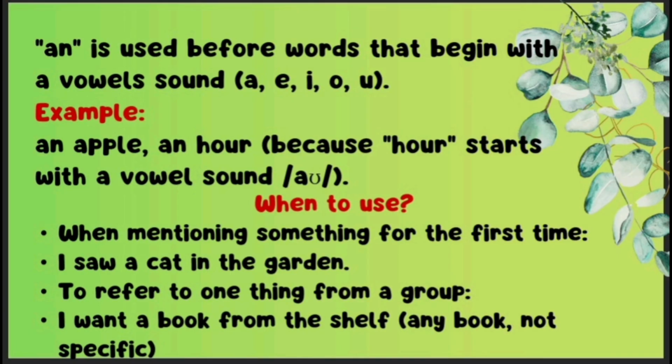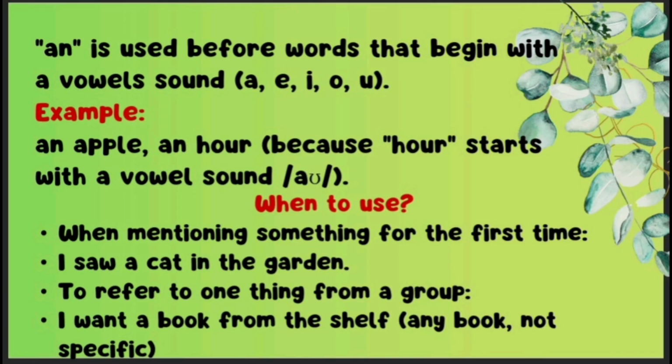When to use it? When mentioning something for the first time. I saw a cat in the garden. You don't know that cat and you are generally mentioning it. So that time we can use the article a.